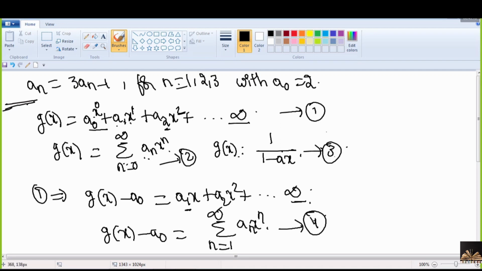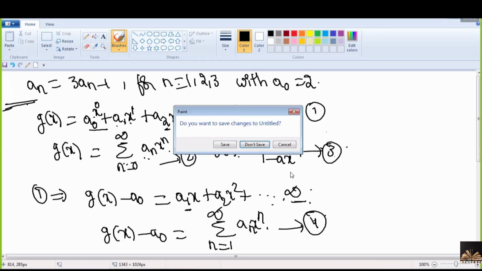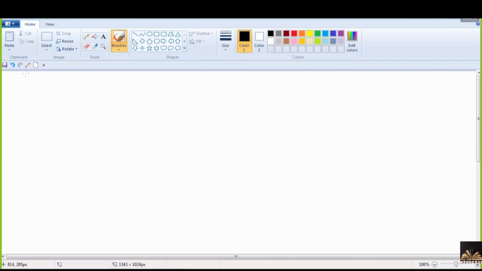First, what is the general form of the generating function, how can we rewrite it, and what is the closed form? All these 4 you have to remember. Now we'll move on to our actual problem. I can write this recurrence relation as an minus 3an minus 1 is equal to 0, and it is given that n is greater than or equal to 1, and the initial condition is given as a0 equal to 2.